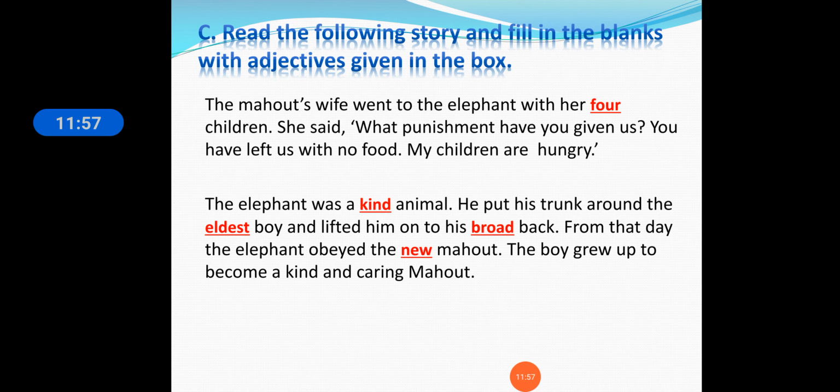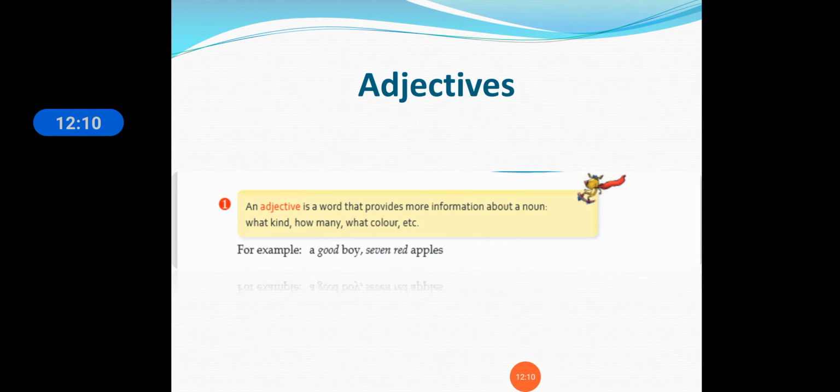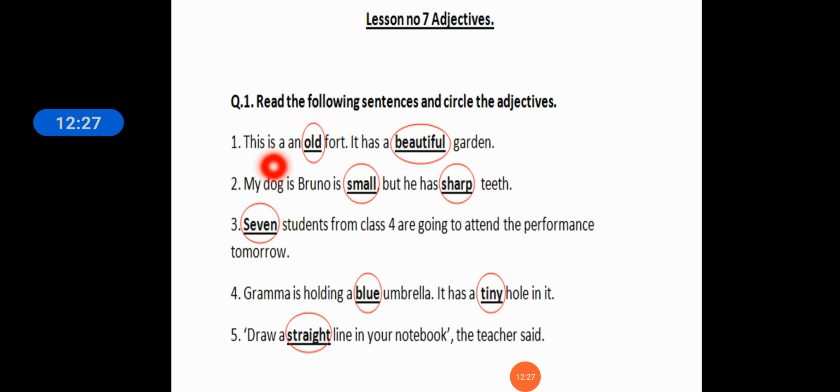Okay, so let us revise what we have learnt in this chapter one more time. In this chapter we have learned an adjective is a word that describes a noun. An adjective is a word that provides more information about a noun: what kind, how many, and what color. Secondly, in the first exercise we circled all the adjectives: old, beautiful, small, sharp, 7, blue, tiny, and straight.